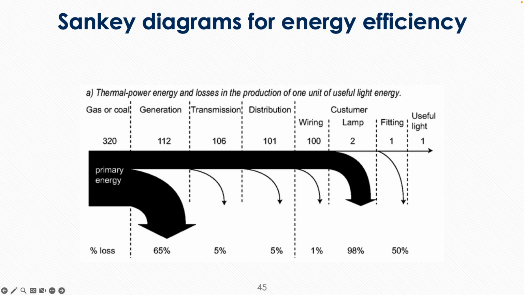Then we go to our lamp, and let's say this is an incandescent light bulb, right? As we were mentioning before, incandescents are extremely inefficient.